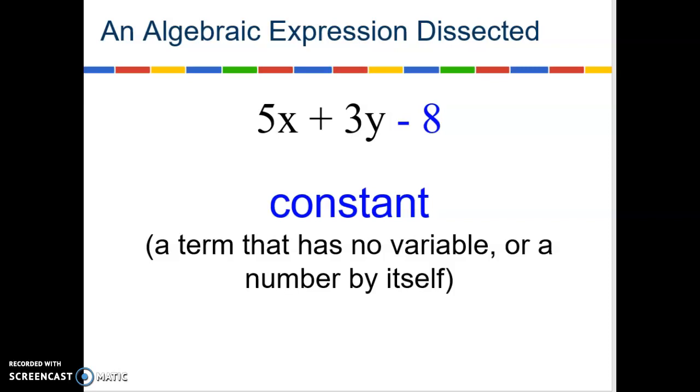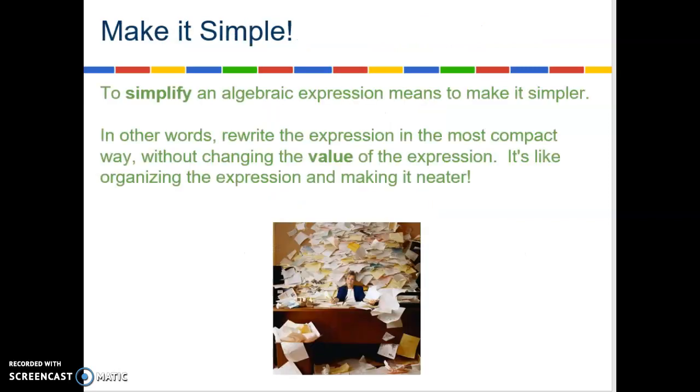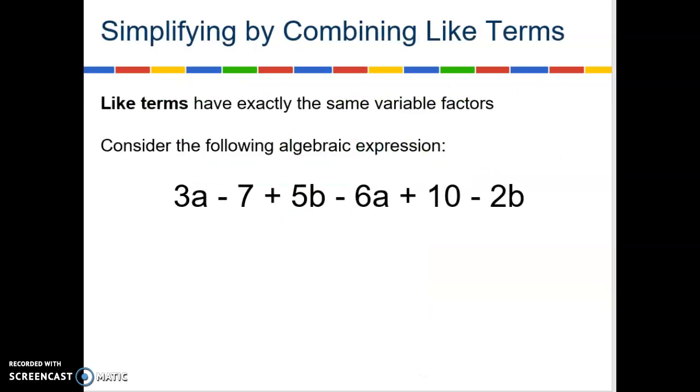That is the constant. To make it simple, when we're simplifying an algebraic expression, it means simply to make it simpler. In other words, rewrite the expression in the most compact way without changing the value of the expression. It's like organizing the expression and making it neater. Now let's look at an example. Suppose I ask you to simplify this algebraic expression by combining like terms. We have 3a minus 7 plus 5b minus 6a plus 10 minus 2b.